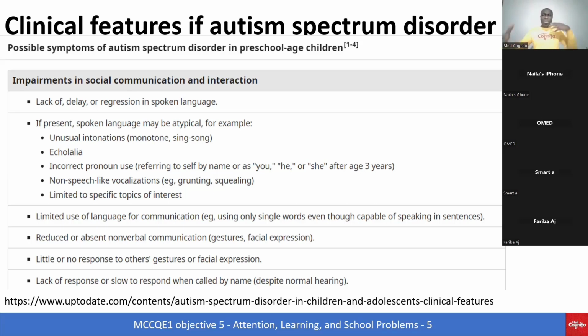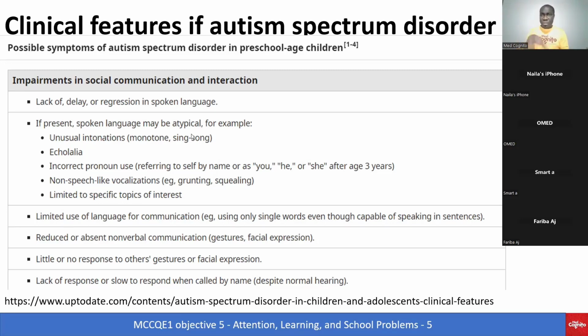And they have little or no response to other people's gestures or facial expression. So even when you are trying to give them nonverbal cues, they are not able to pick it up. And there's lack of response or slow to respond when they are called by their name, even though they don't have any hearing impairment and their hearing is normal. Okay?